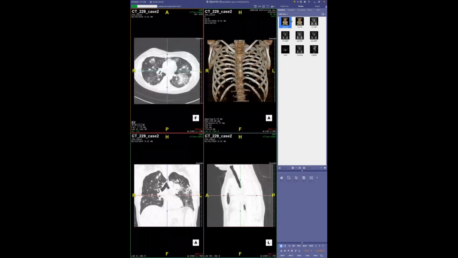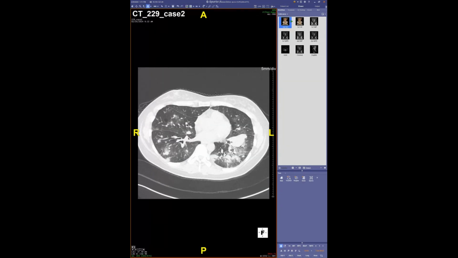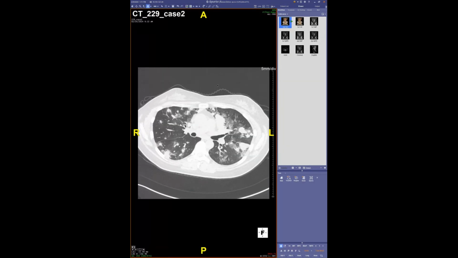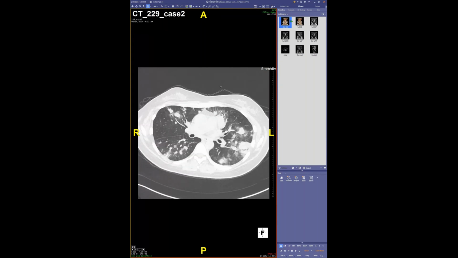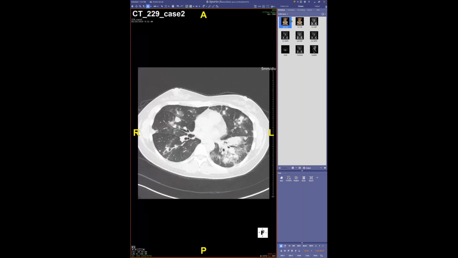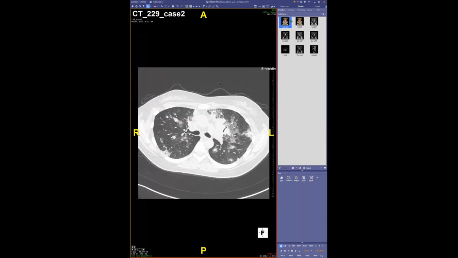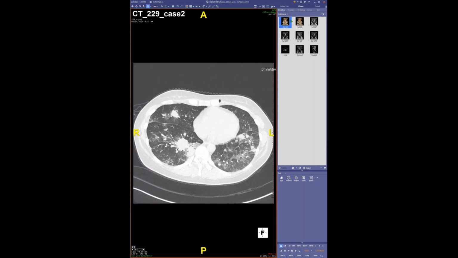So when they stopped the steroids, it recurred with a vengeance, but in a very different pattern. You can see these areas of more nodular, mass-like consolidation, some of it peribronchovascular, with air bronchograms through some of these nodules, areas of consolidation and surrounding ground glass opacity. There's also some septal thickening.